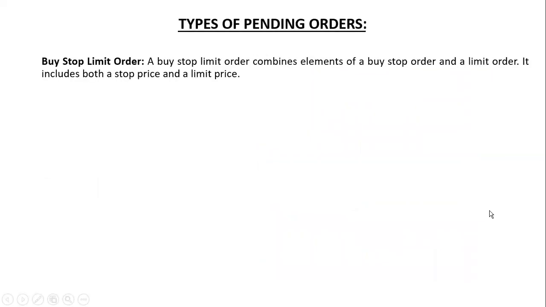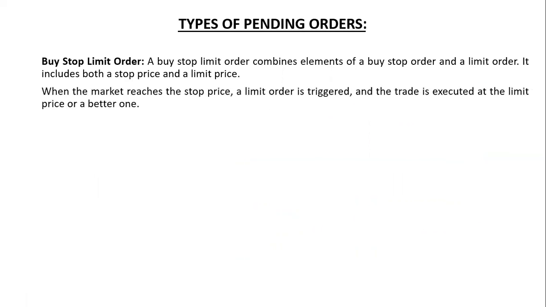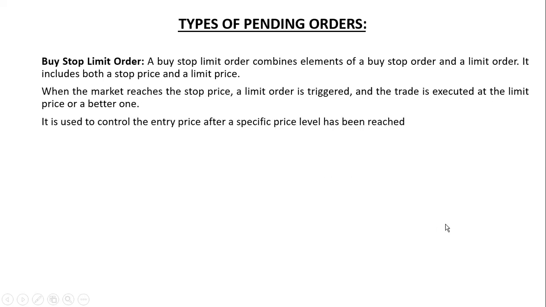Now, let's look at the other types. The other two types, we have the buy stop limit order. A buy stop limit order combines elements of a buy stop order and a limit order. It includes both a stop price and a limit price. When the market reaches the stop price, a limit order is triggered and the trade is executed at the limit price or a better one. It is used to control the entry price after a specific price level has been reached.